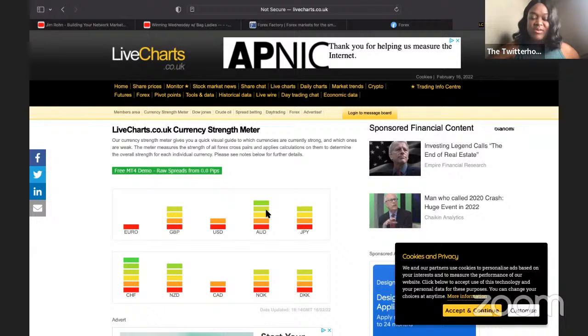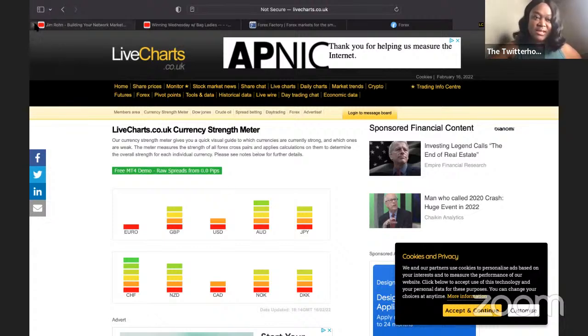And when you have a currency pairing, the first currency in the pair is the base. The second currency in the pair is the quote. And when the base is stronger than the quote, we're looking for bullish ideas. We're looking for buys. We're looking for price to go up, right? So AUD is what I'll be analyzing.